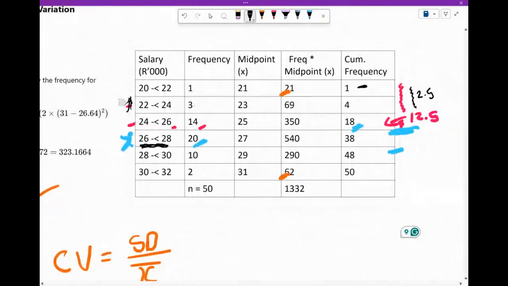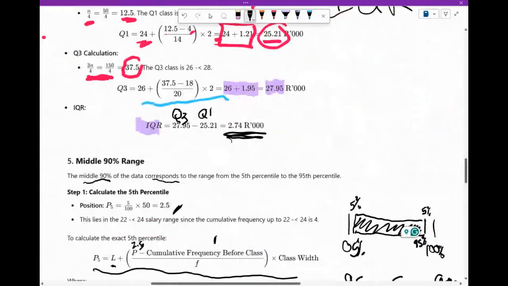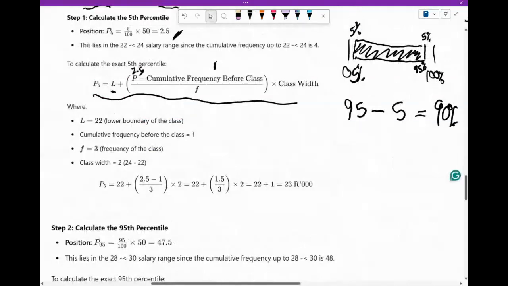What is the frequency? The frequency for the class we're looking at is 3, isn't it? This is the cumulative frequency. This is the frequency. Yes, we did. That's where we got the 1 from. We don't get the frequency from the same class. No, we don't. We get the frequency from the class we're in. Okay, and then times the width, which we know is 2, because all our width is 2.